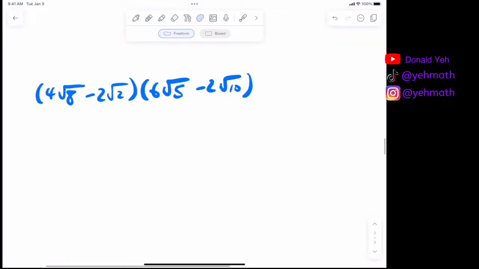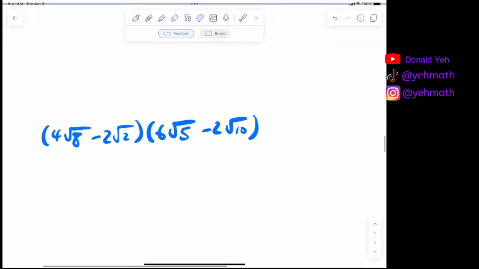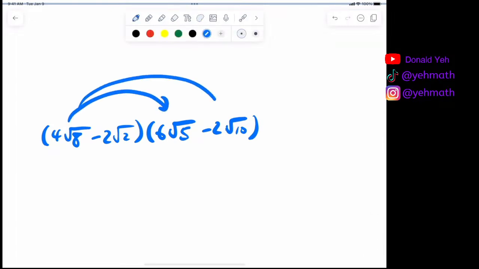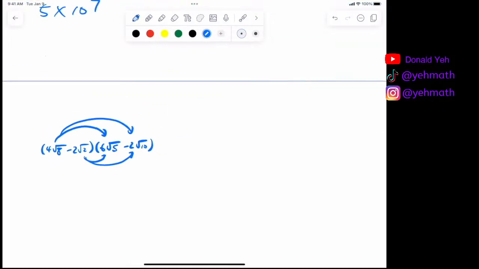Now, there's a shortcut to this question. The shortcut is to simplify 4 square root 8, which changes it from a binomial to a monomial, and then you can distribute. Normally, if you don't see that, you could distribute this way, and this way, and this way, and this way: inside, inside, outside, outside, when you multiply out. Now, I'm going to show you the shorter way. I'm going to paste it here.